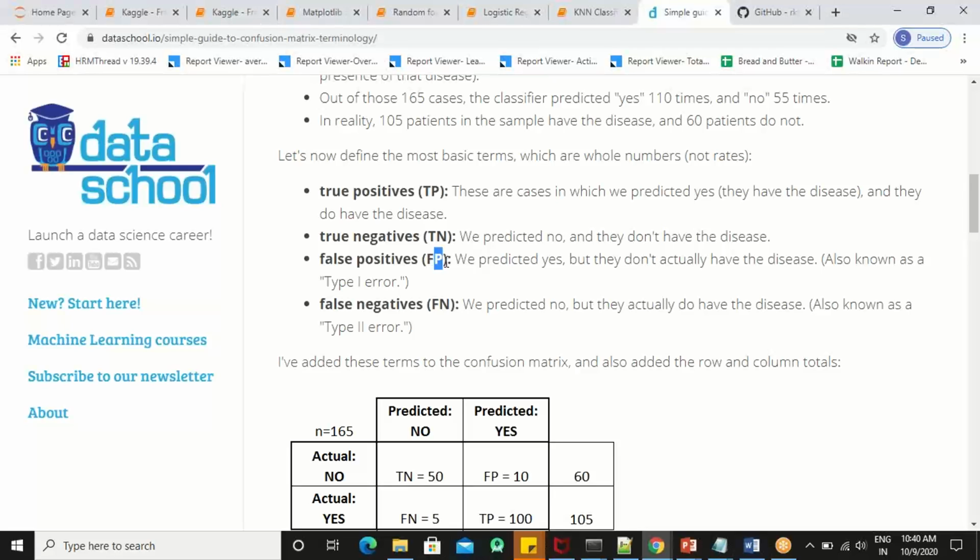False positive is when you predict something as positive, but it is not. So that's false positive, and false positive is known as type 1 error. In interviews, they ask you, what is type 1 error and what is type 2 error. So there are two kinds of errors, type 1 and type 2.